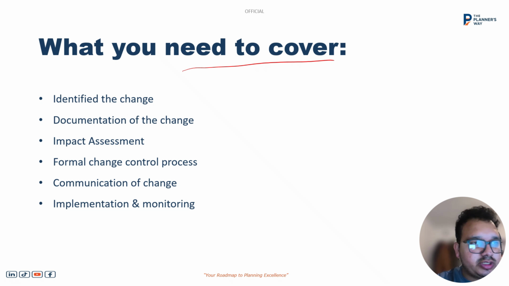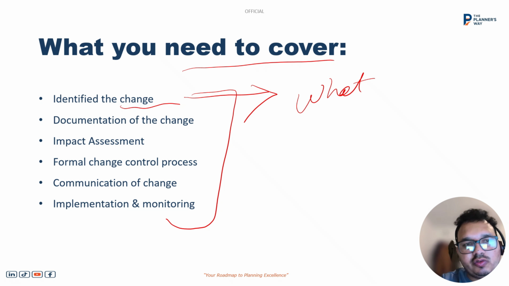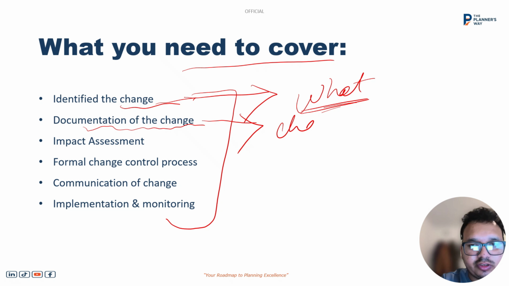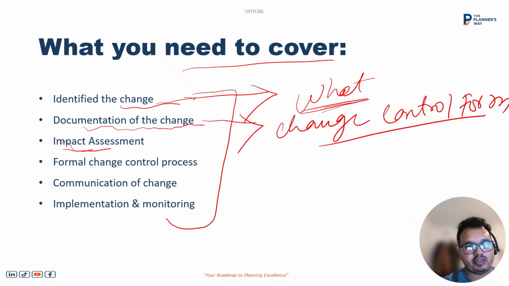For the change process or change management, we need to provide the following points. To cover all 6 points, first we need to identify the change. What is the change, how is it going to impact the program, and whether the change is required or not. Then if the change is identified, we need to document it in the change document. We will first register it into the change control form. Then we'll do the impact assessment: how is it going to impact the cost, schedule and scope.